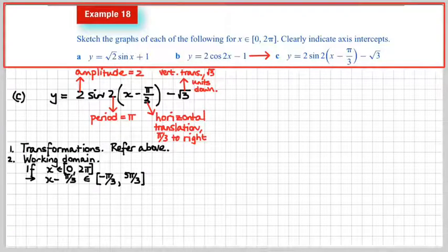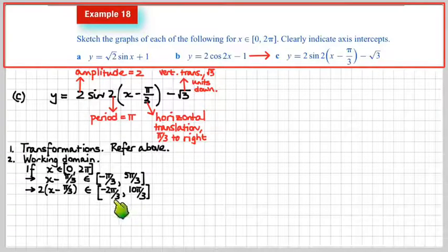Okay, so what I'm doing is subtracting pi on 3 from the 0, and subtracting pi on 3 from the 2 pi. Now I'm going to multiply the whole thing by 2. There it goes. Now that, ladies and gentlemen, is my working domain within which I'm going to capture my x-intercepts.